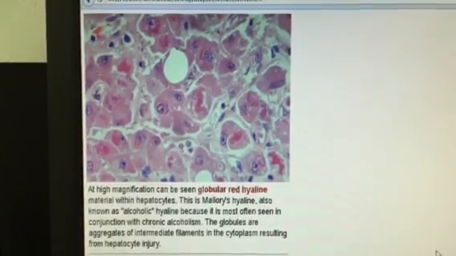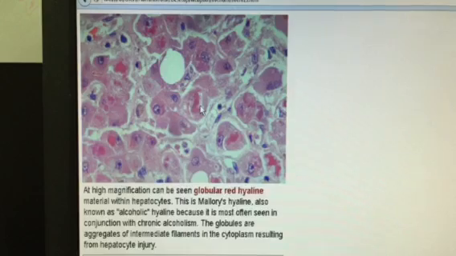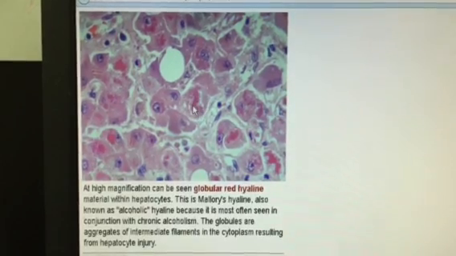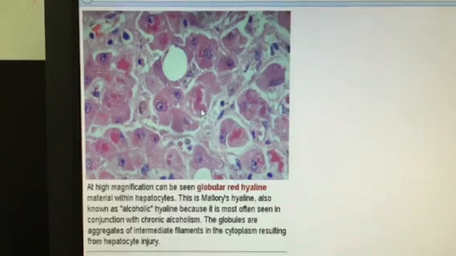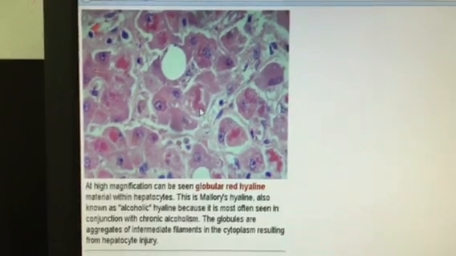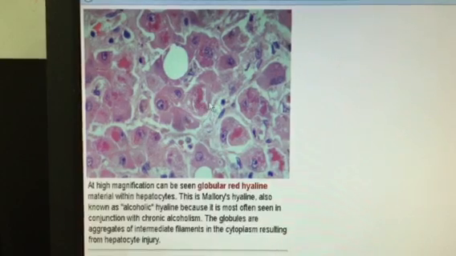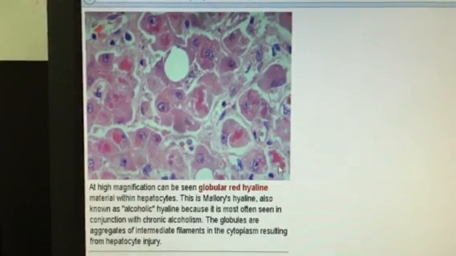This is a high magnification. We can see this amorphous red hyaline material inside the hepatocyte. This is not a case of alcoholic hyaline, although this is the most common cause. So this can be inside the hepatocyte, here and here.